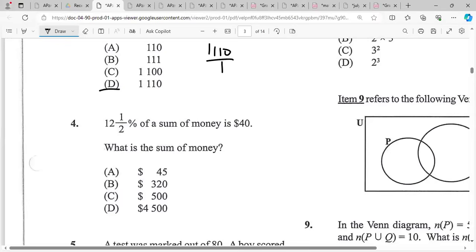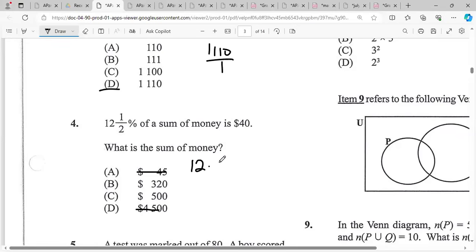All right, this one says 12.5% of a sum of money is 40. What is the number? Immediately we can eliminate these two. It has to be between these two, right? Because if you're going to find 12.5% of a number, 45 couldn't work. This is too big. I think it's probably 320. But I could work it out.